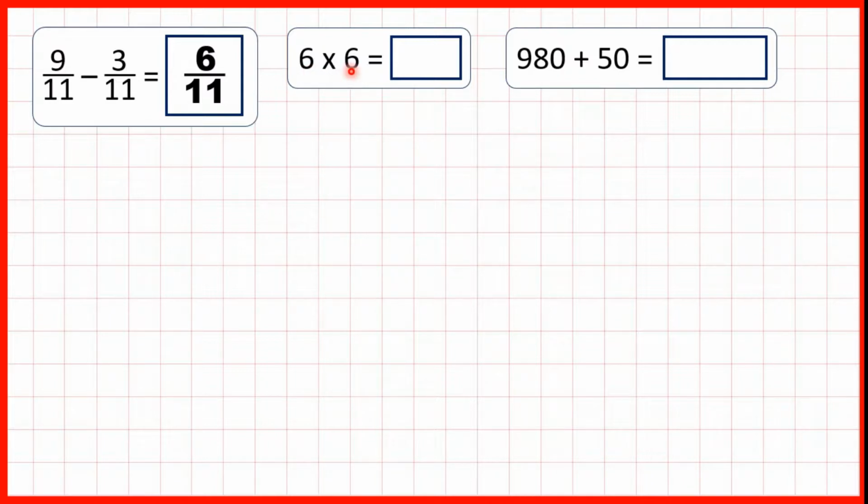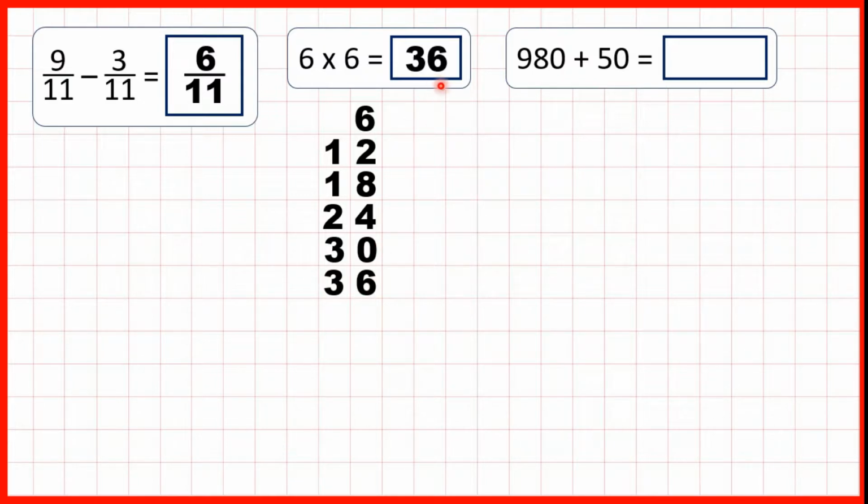6 times 6. Well, we should know our times tables, but if we don't, we can count up 6 steps of 6. We have 6, 12, 18, 24, 30, and the 6th multiple of 6 is 36. So that's our answer.